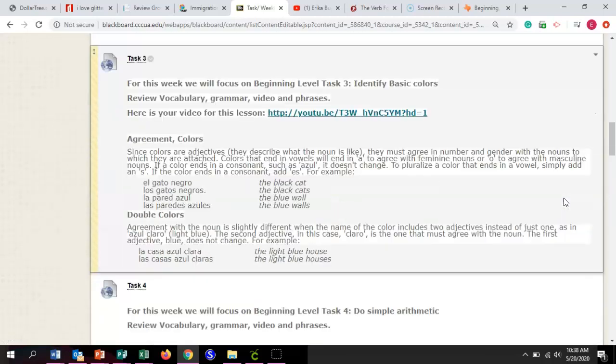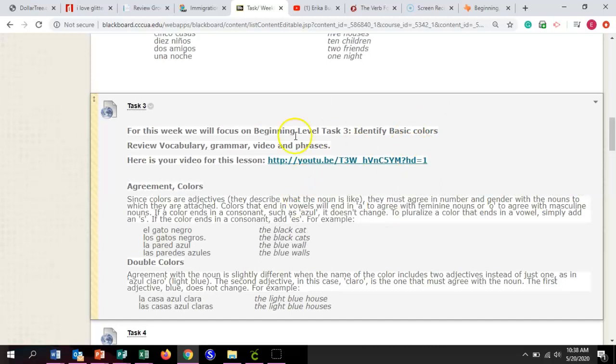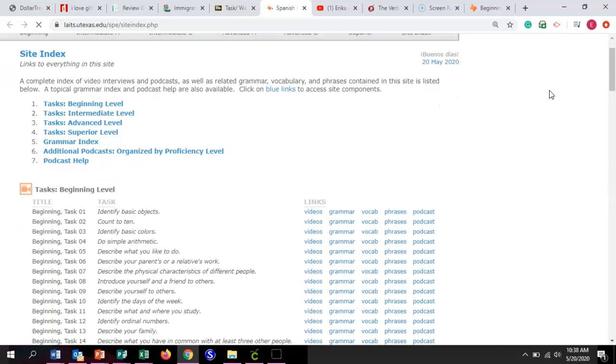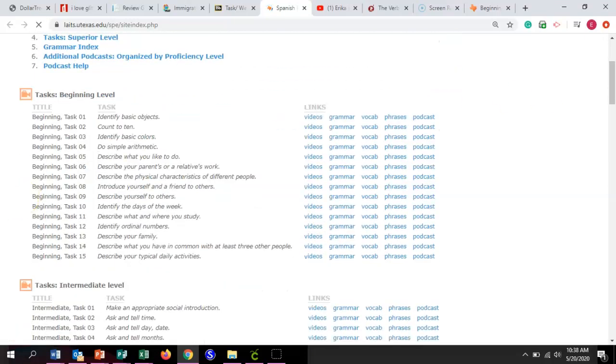Make sure, okay, since we're identifying basic colors, this is where you're going to find the video, okay, that I just showed you. I'm also going to include the other two if you're not able to hear them so that you can access them. Make sure that either way you are actually reading all this. It is a brief review of what I've gone over in the video. If you decide to do the podcast, I want to encourage you to do that because the more practice, the better. This is where you can find tasks, identify colors right here, task 3. Here's the videos that I showed you, grammar, vocabulary, phrases, and here's the podcast that I was discussing.